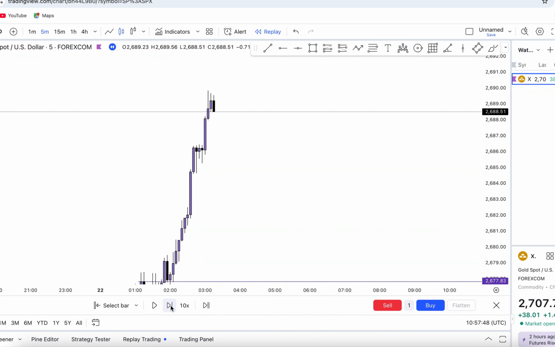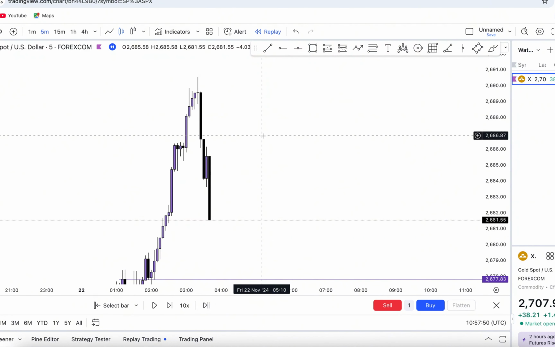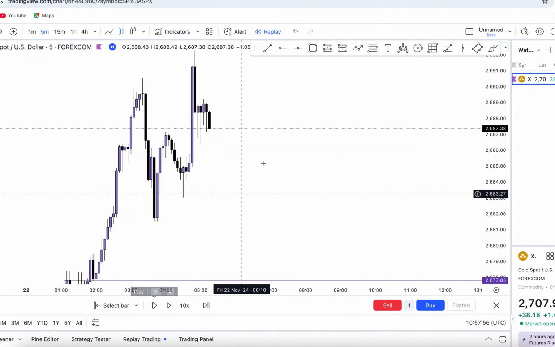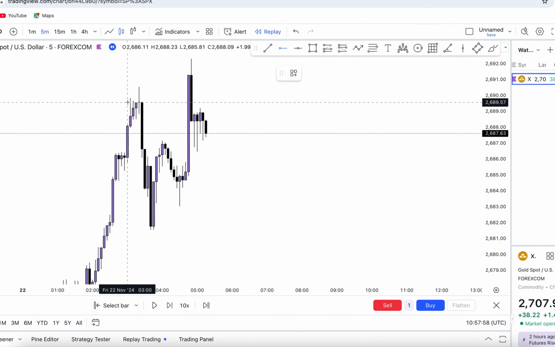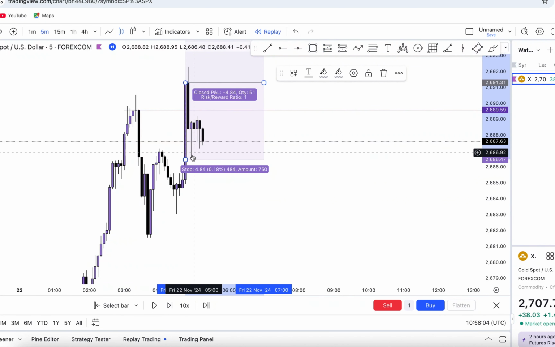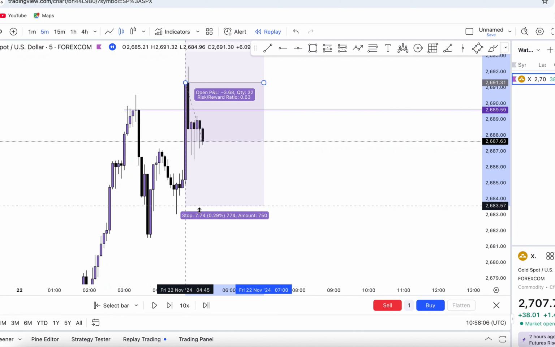We need a pullback now. Boom. We get this pullback. So now I need... Boom. All right, so cool. This high gets broken. Where are people putting their stop losses if they buy in on this big candle? Just imagine it. You'd have to put your stop losses like there, wouldn't you? Or there.